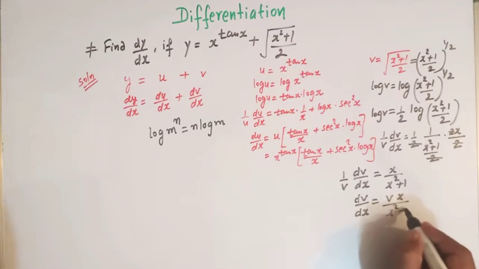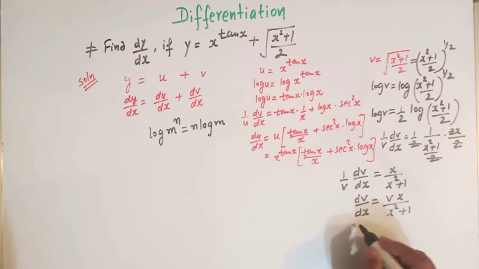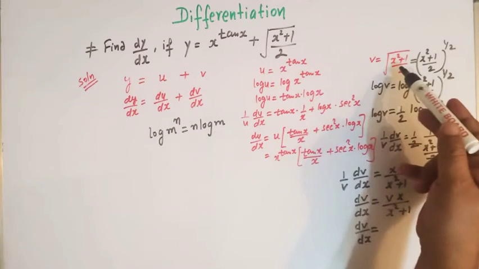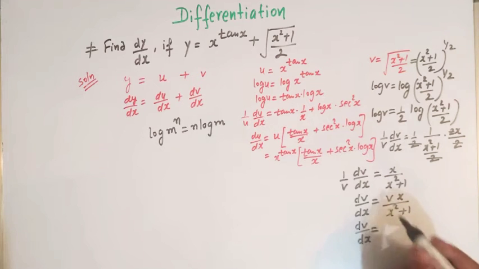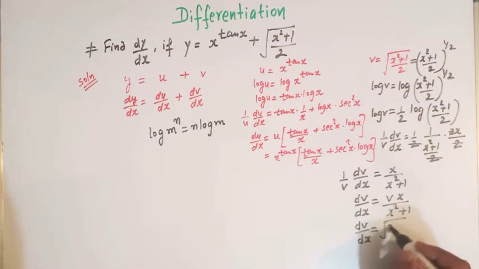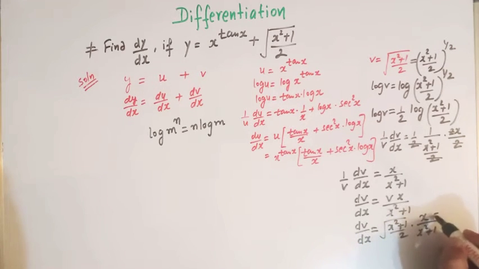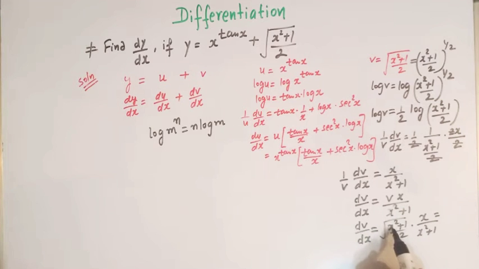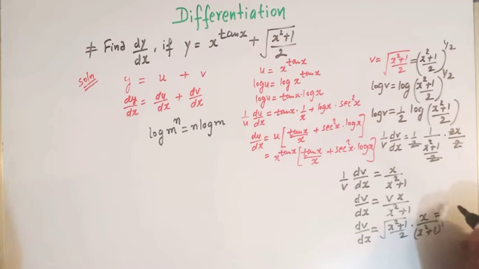Here we have x square plus 1, and then we have dv over dx is equal to, again substituting the value of v, here we have (x square plus 1 by 2) raised to half times x over x square plus 1. Now see, here we have x square plus 1 raised to half, and here we have power 1. So this can be written as x over square root of 2 times (x square plus 1).